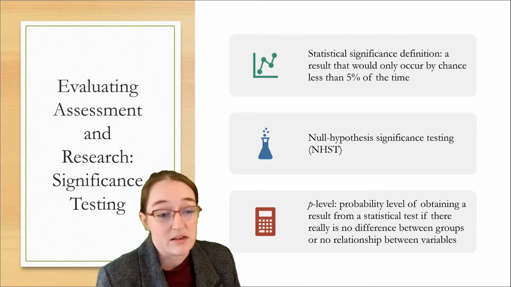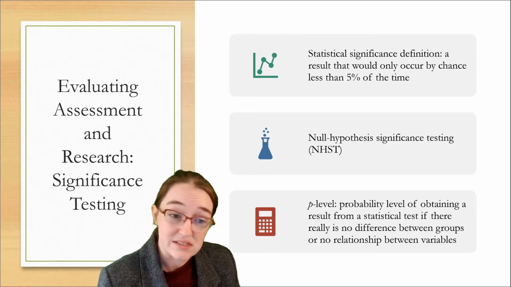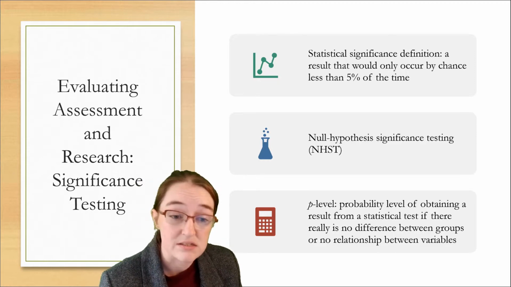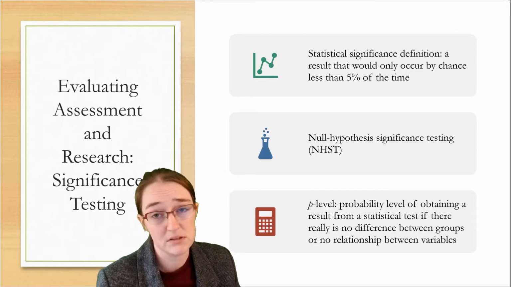So a p-value, or as the book calls it, a p-level, is the probability of obtaining a result from a statistical test if there really is no difference between the groups or no relationship between the variables.